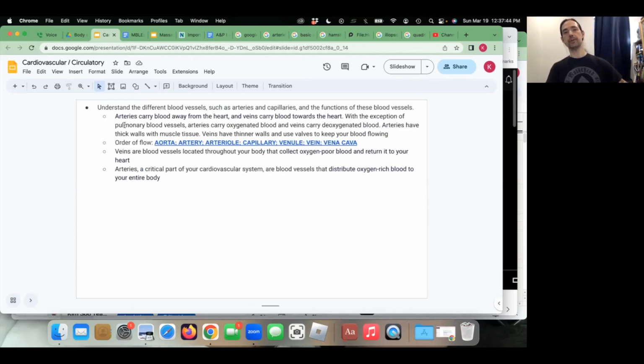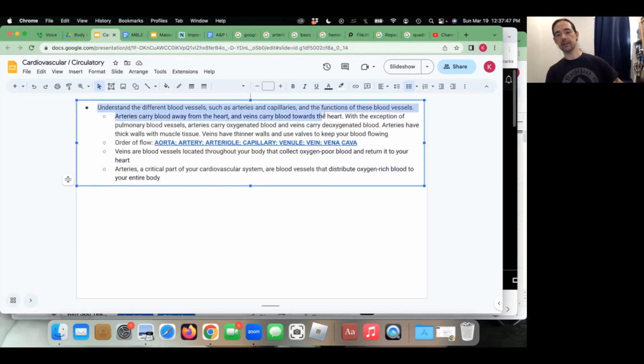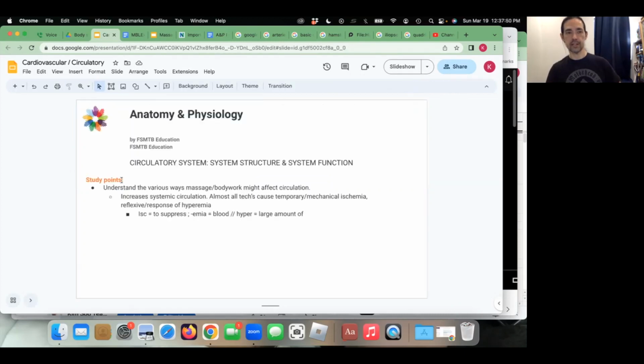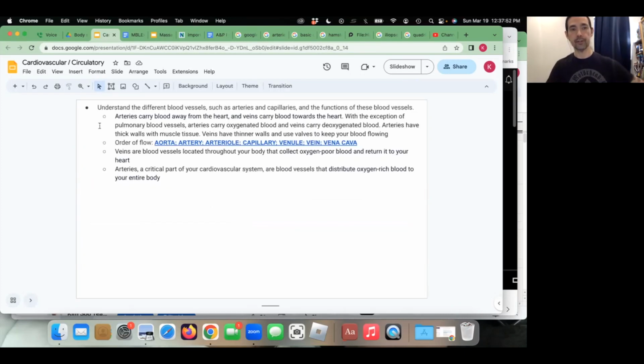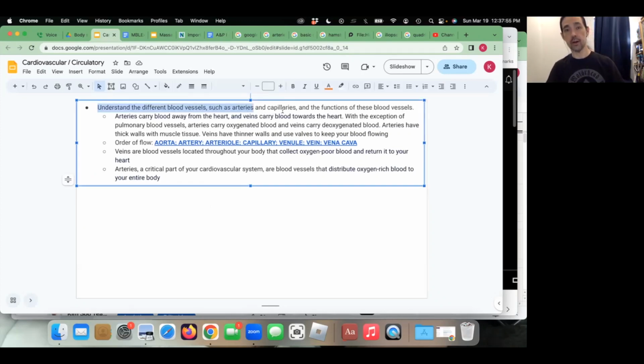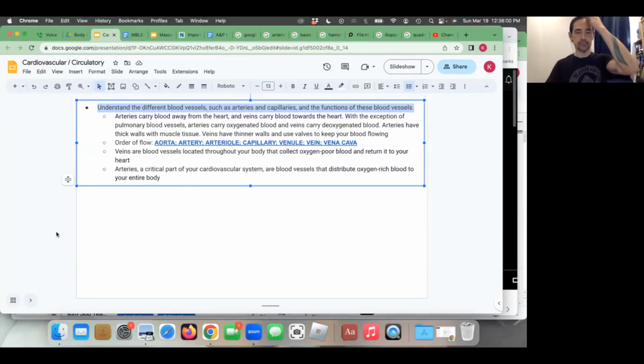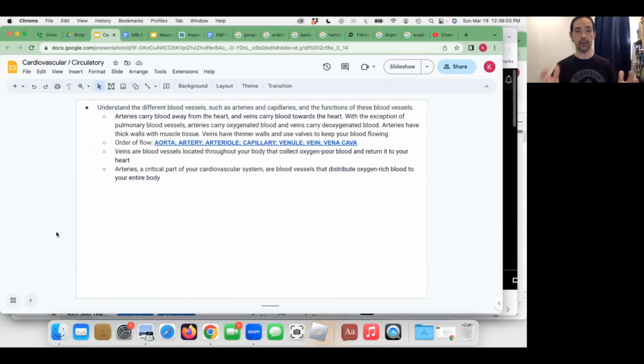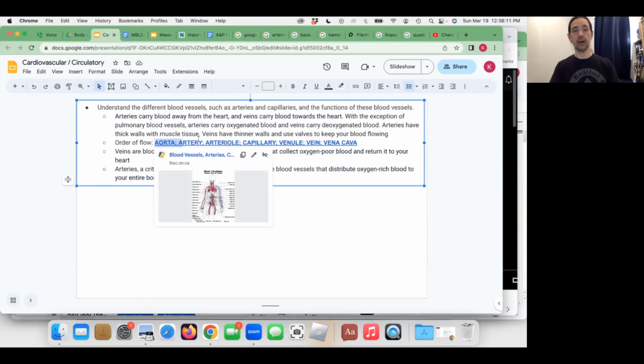Okay, so moving on to the second study point. You're going to have to understand the different blood vessels, like arteries and capillaries, and the functions of these blood vessels. They're giving you a broad statement, not being specific enough. I want you to remember that the flow of blood goes from the artery, which begins with the aorta, and goes into the veins, which ends with the vena cava. And we're going to look at those structures, the vena cava and the aorta.